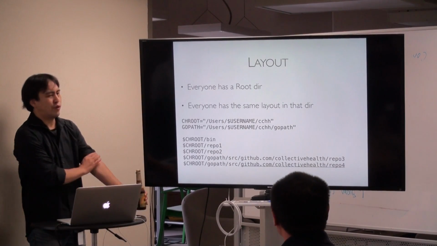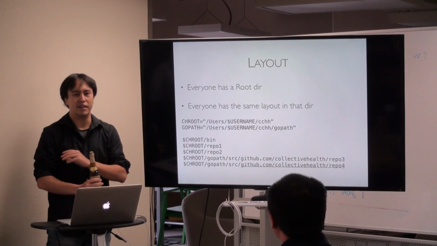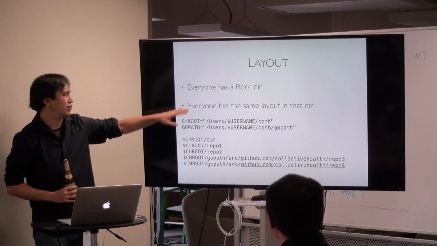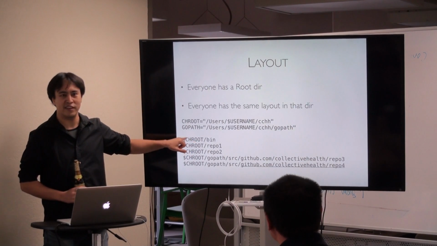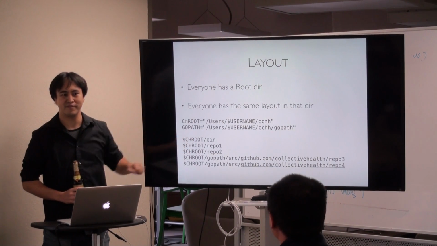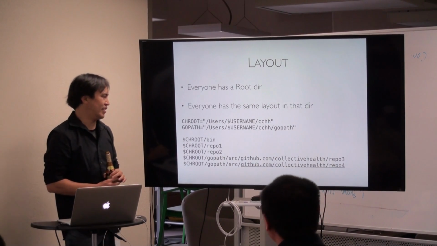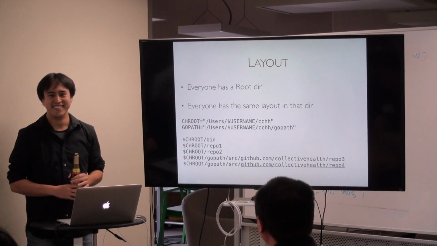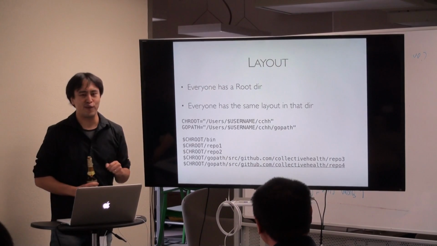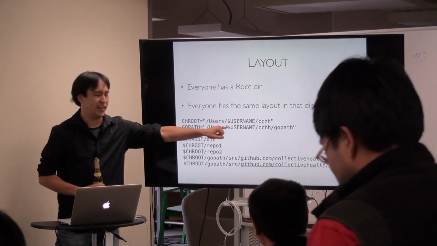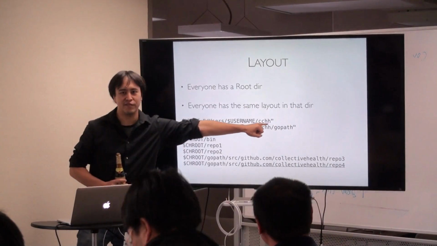One thing we did is we enforced a common directory layout against all of our employees, and this worked out really well. Everyone's got a root dir that we call chroot. It stands for Collective Help root. Just in case it wasn't obvious. People are like, what the hell? GoPath, of course, if anyone here is a Go developer, everyone's already got a GoPath. But even our GoPath is the same when we put it inside of our chroot.